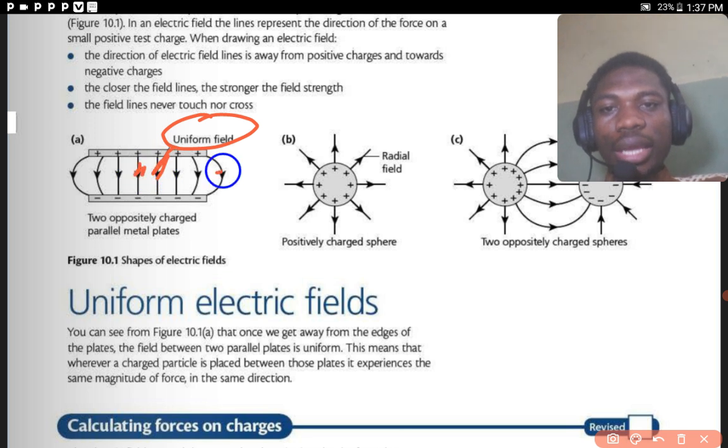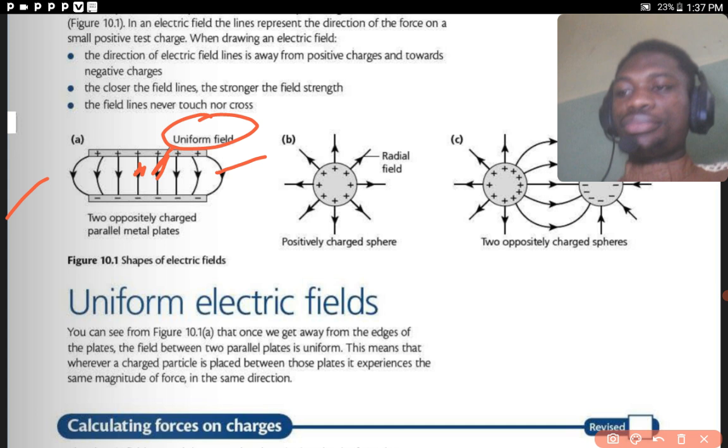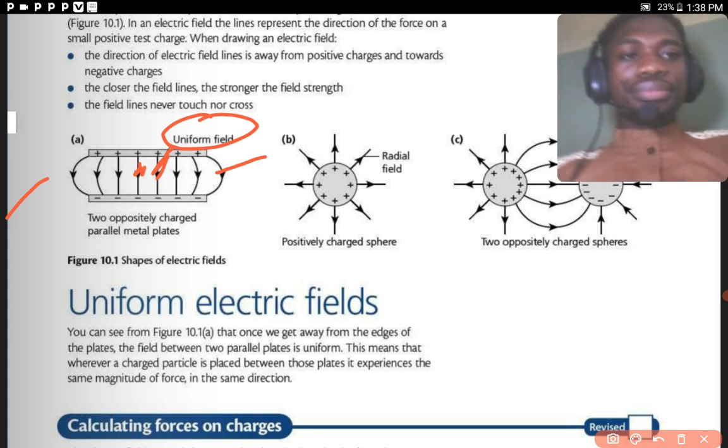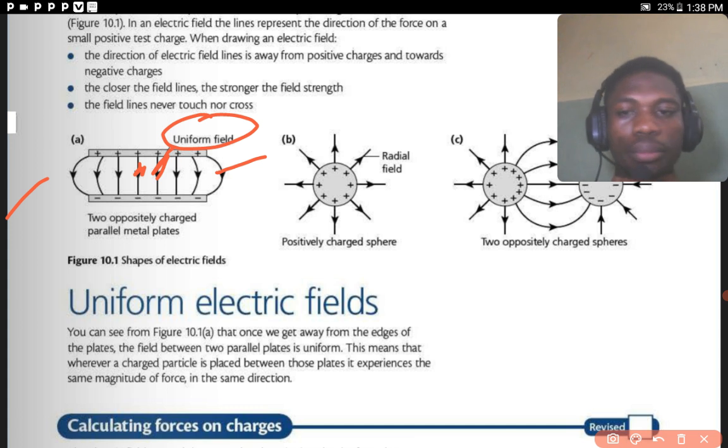Here now it is something different. Give me a minute. Let's see what's here. Alright, it's okay. So this is what we call a uniform field. Once we get away from the edges of the plates, the fields become uniform. Look in C, this is what we're talking about. Here you also have a uniform field.